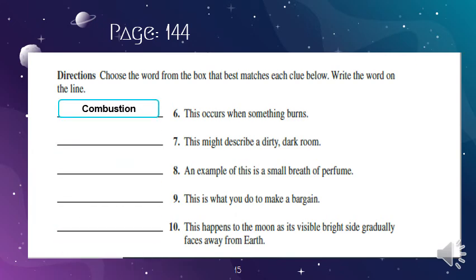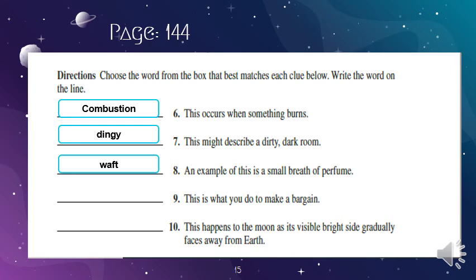Number seven, this might describe a dirty, dark room. So if it is dirty and dark, it is dingy. Number eight, an example of this is a small breath of perfume. It's waft.